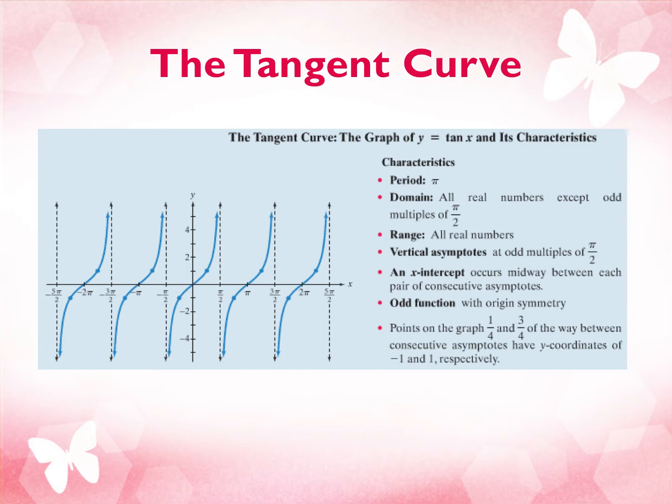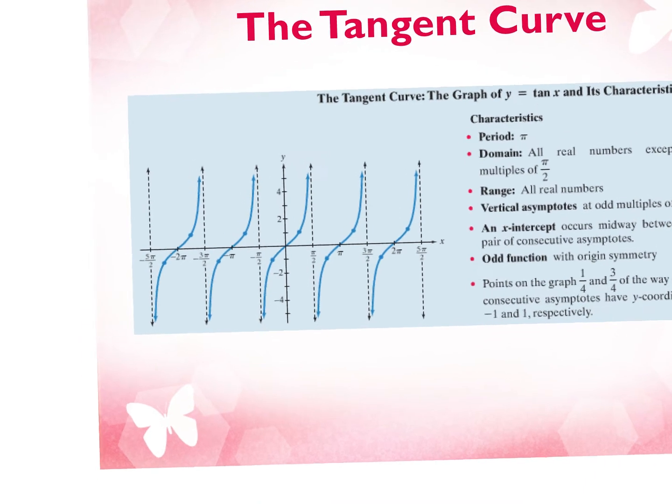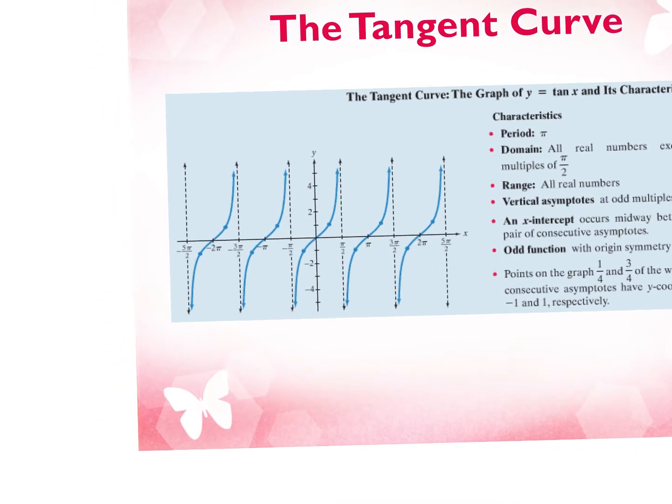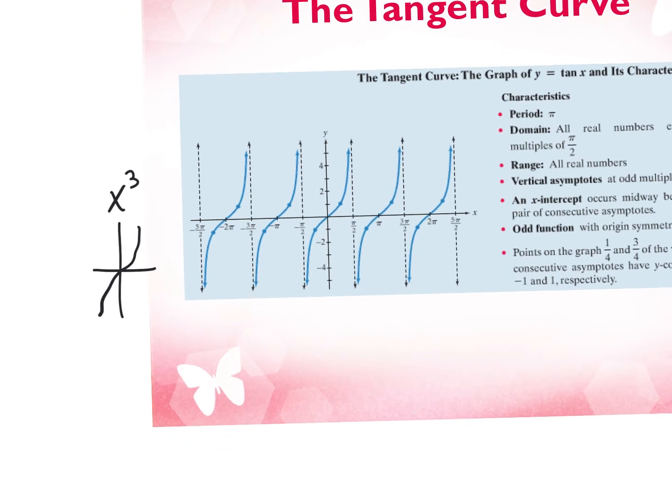So here is what the tangent graph looks like. And again, it also has asymptotes. However, the cycle for tangent is only going to be pi instead of 2 pi, the normal cycle. Notice all of these blue lines here. These are similar to the x cubed graph. So remember, the x cubed graph looks like this. Now, if we have a negative tangent curve, then it's going to look like the negative x cubed graph, and it's going to go like that.